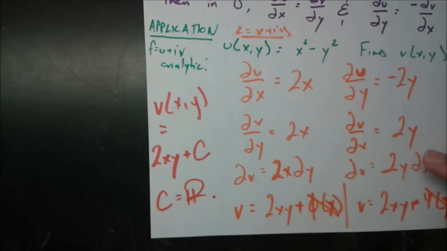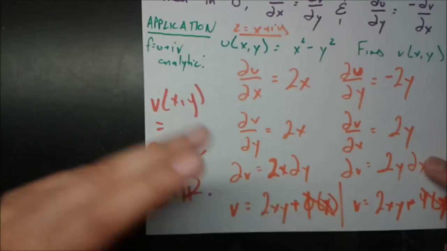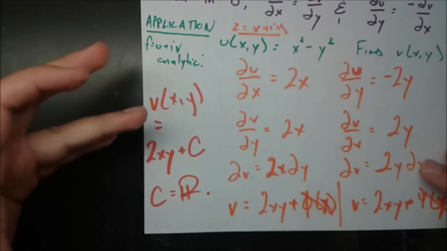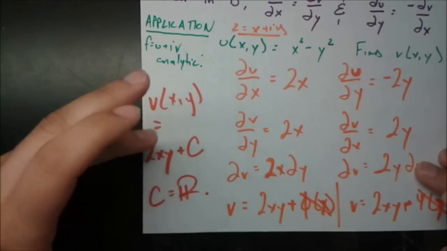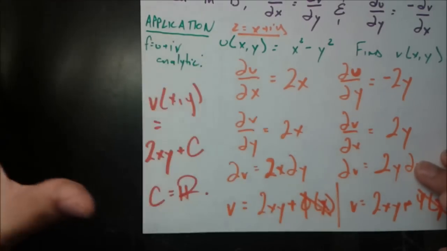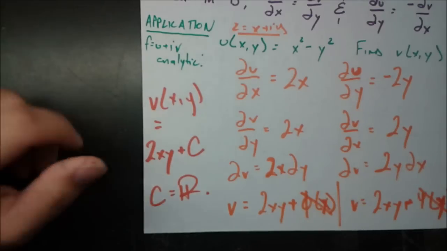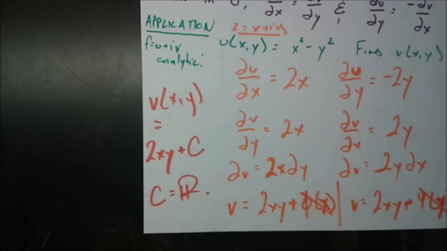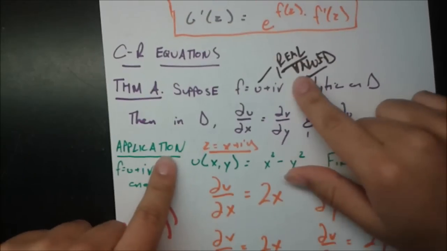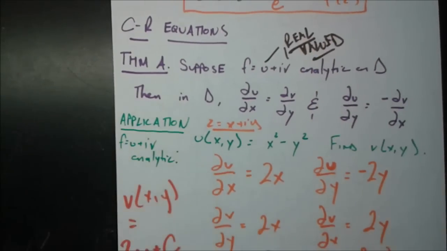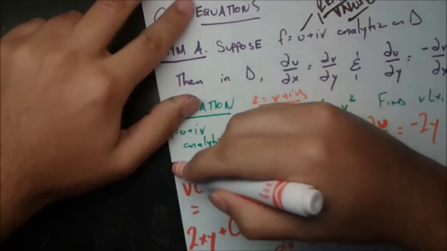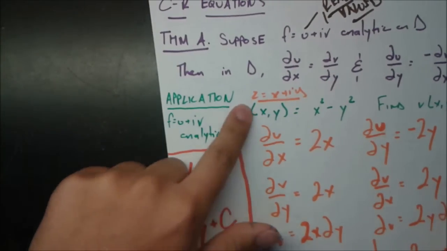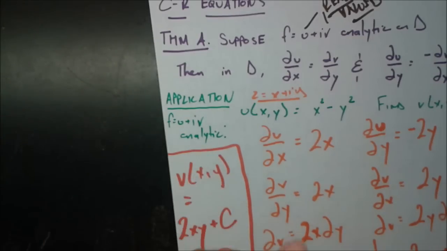That has to be there because if we differentiate v with respect to x or y, this constant will go away. So there are a lot of different v's really. We can have 2xy plus any real constant, 1, 2, 3, 4, any real number that we want. The reason it can't be an imaginary number is because v, again, we said is real valued. Okay, so that is an application of the Cauchy-Riemann equations. It helps us to find v given u, or u given v.